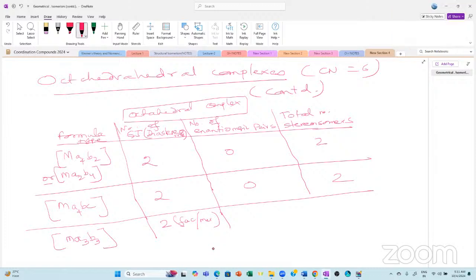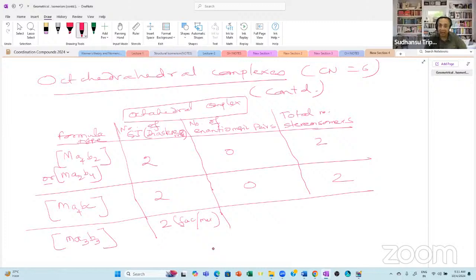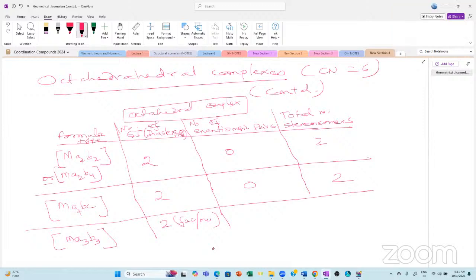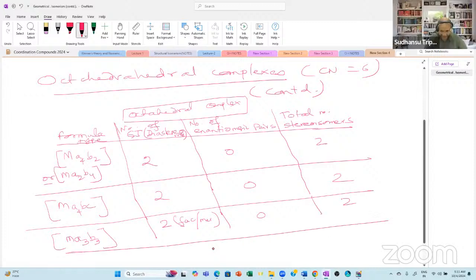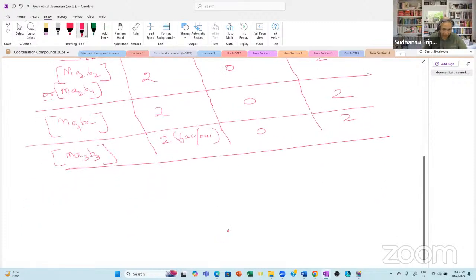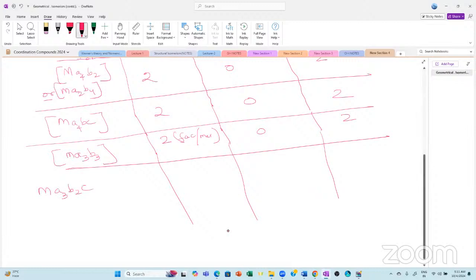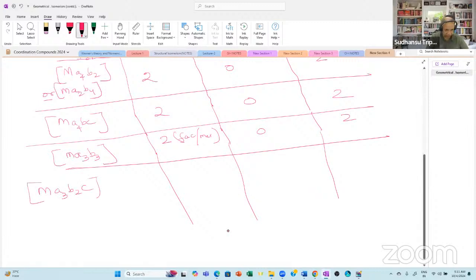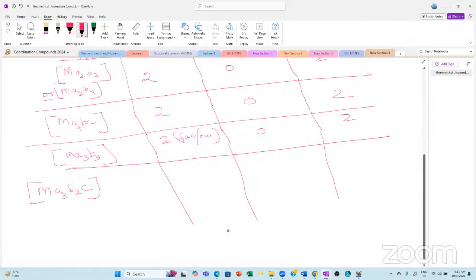And what about this? Is any one of them a fit candidate for being chiral, showing enantiomeric isomerism? Yes or no? No. So 0, 2. Put a line. We shall list all those which we have studied so far. Then what have we studied? M A3 B2 C. Yes, M A3 B2 C. So 3: one facial, two meridional.